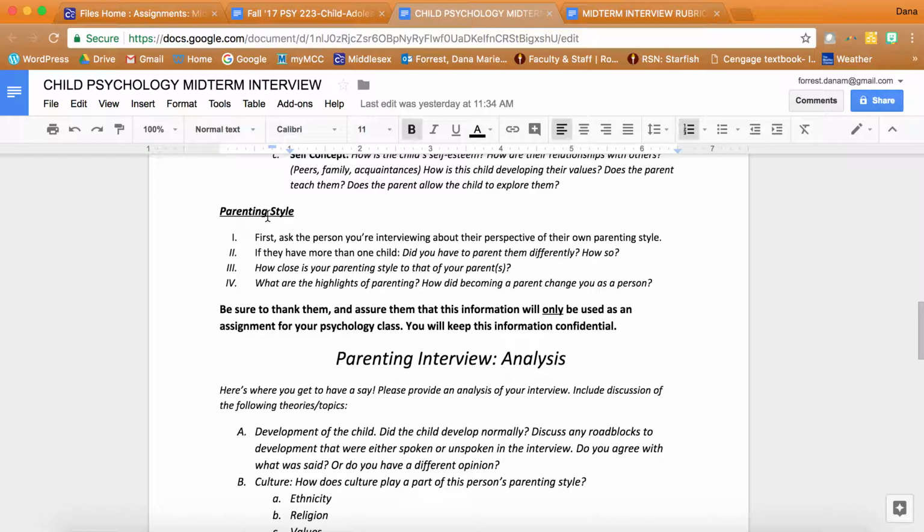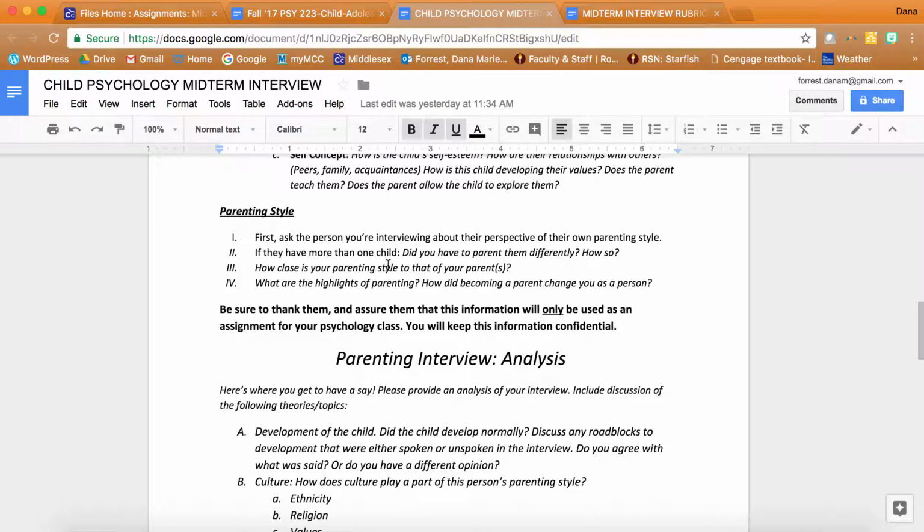And then the last subheading I have here is parenting style. So you're going to ask them about their own perspective of their parenting. Do you have to parent different children in different ways? And how so? Get them to explain a little bit more than just the surface level. If one child has an easy temperament, maybe they didn't need to have harsh punishments. Maybe they could just explain what they did right and what they did wrong. You want to get a little bit more in detail with what you're asking them to answer.